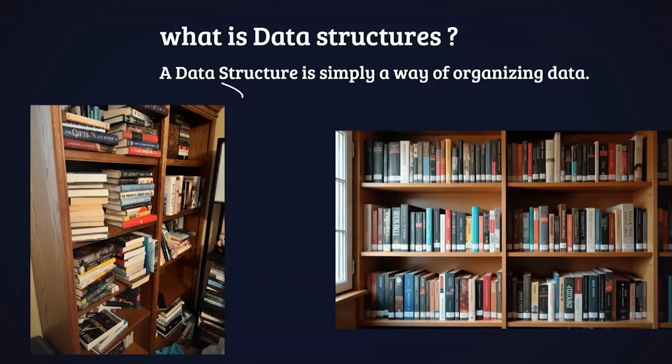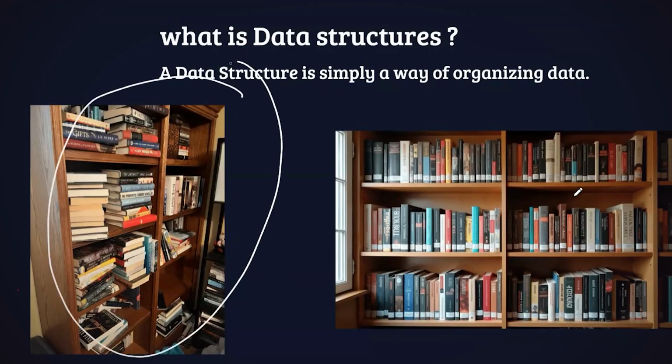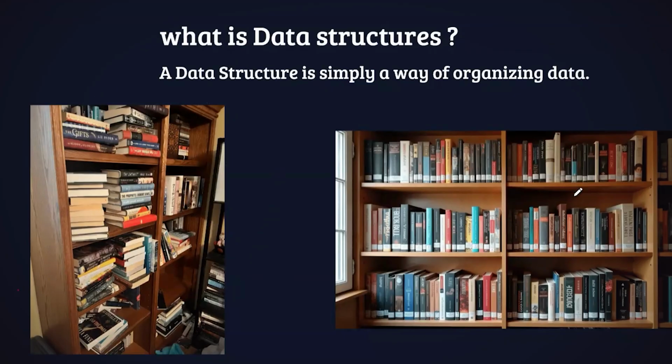Okay. In this picture, if you organize your books like this, it will be really hard, right? If you want to find one particular book, what do you need to do? You need to see all the books one by one, again and again, right? But in the right side image, everything is organized based on some year, some edition, or some alphabetical order.